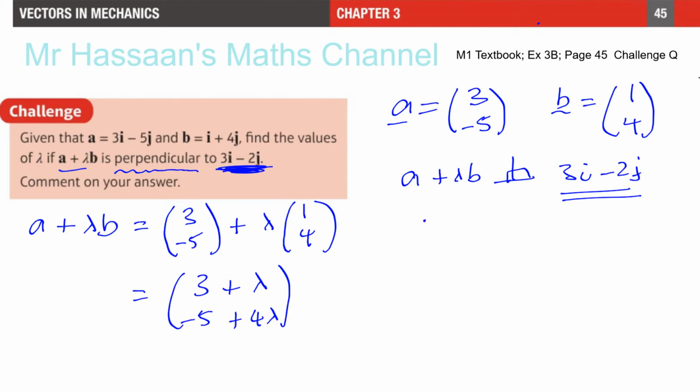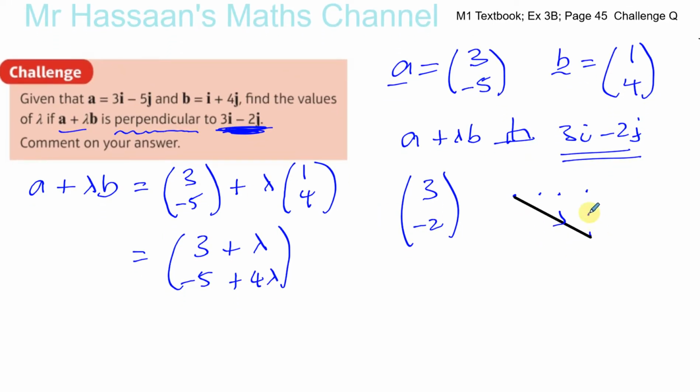So you have 3i minus 2j. Now, I want you to try to picture what that looks like. If you start from here, 1, 2, 3 horizontally, and 1, 2 vertically down. So this is like a sketch of the vector 3i minus 2j. It's going in this direction. That's a sketch of that vector. That's 3 units horizontally across and 2 units down.